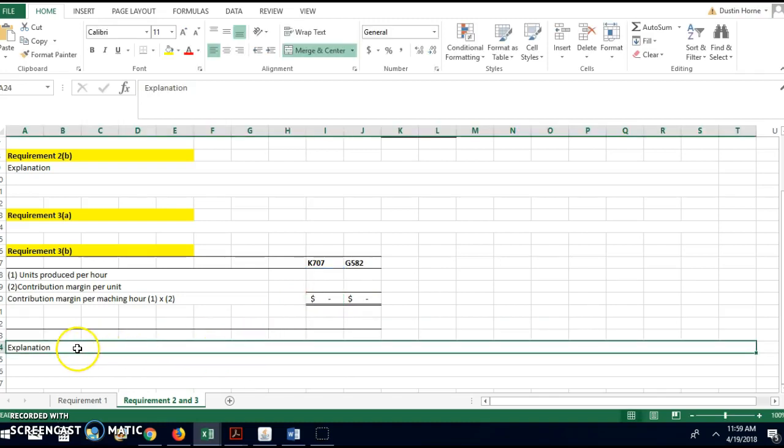Now, the explanation is on page 1422. When facing a constraint concerning which products to emphasize, the decision rule is to emphasize the product with the highest contribution margin. So whichever one has the higher contribution margin, the dollar amount here, that's the one you want to choose. That's the one you want to emphasize. So tell me which one has the higher contribution margin, and you need to emphasize that one. And that is all the requirements for 2A, 2B, 3A, and 3B.